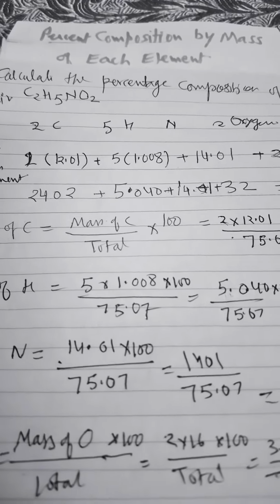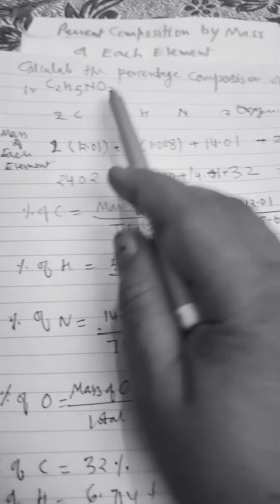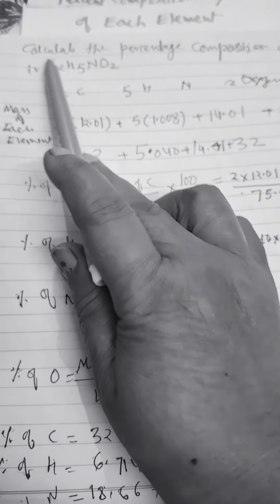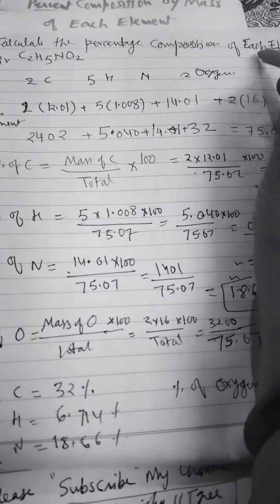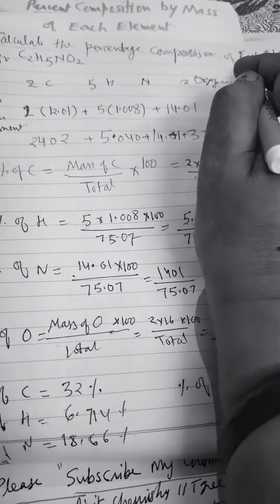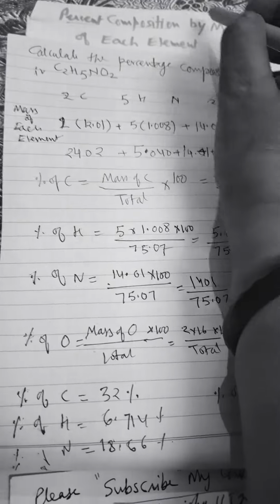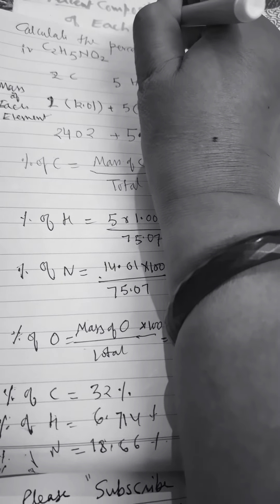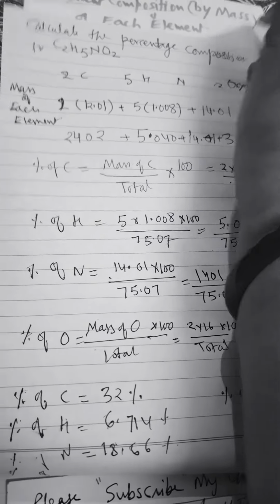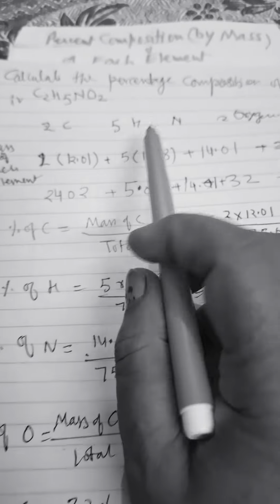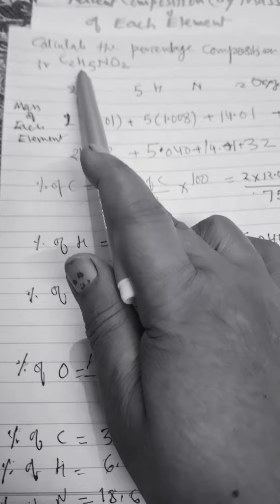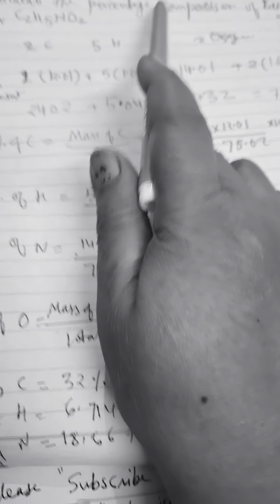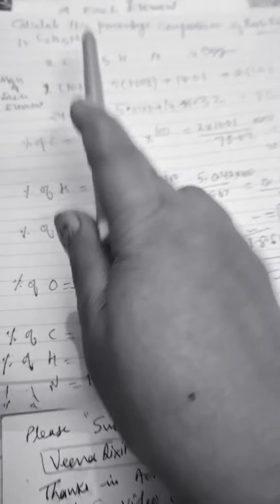Students, we'll do percentage composition by mass of each element here. Calculate the percentage composition by mass of each element. By mass I am putting in the bracket. The example is C2H5NO2. We have to find out how much percentage composition carbon, hydrogen, nitrogen and oxygen make up in the molecule.